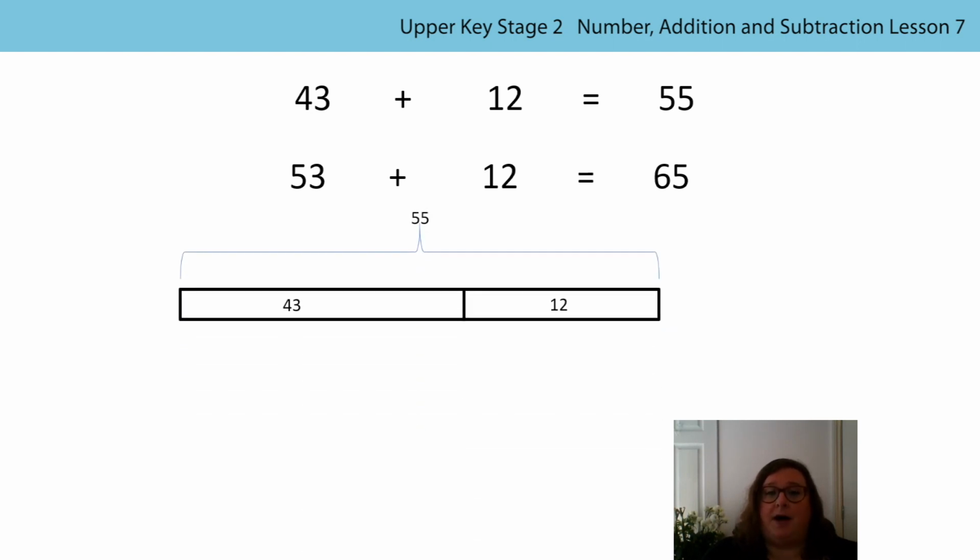So my first bar model shows my two addends, 43 and 12, and they show my sum, 55. Where else can you see 55? That's right, both bars combined. If I change 43 to 53, I've added 1 ten. So my sum is going to increase from 55 to 65. This addend isn't going to change.